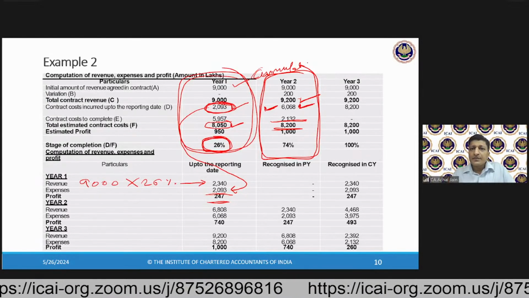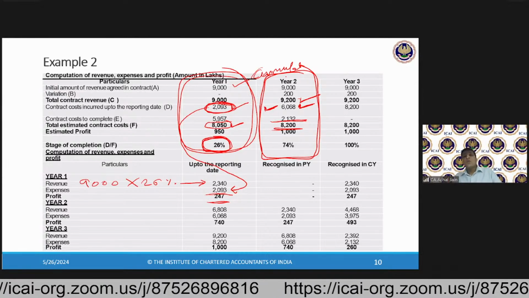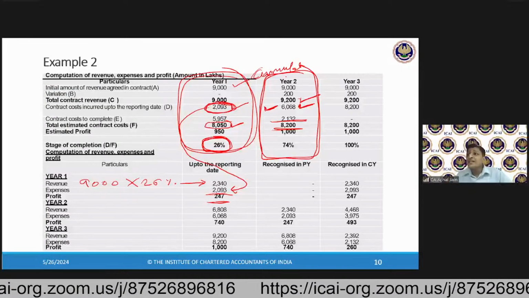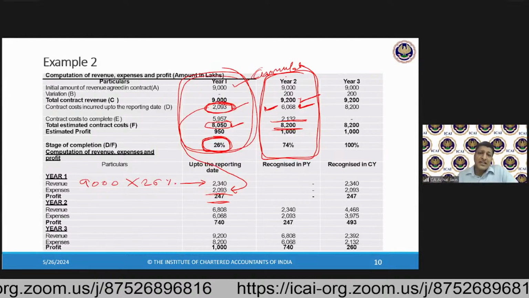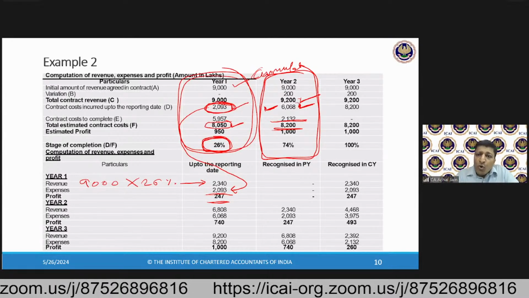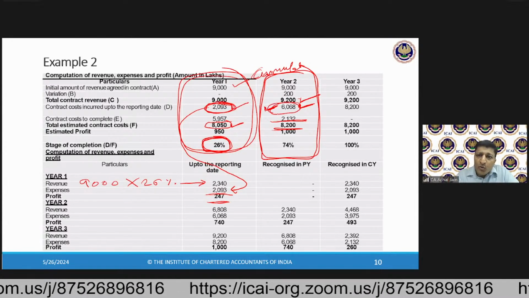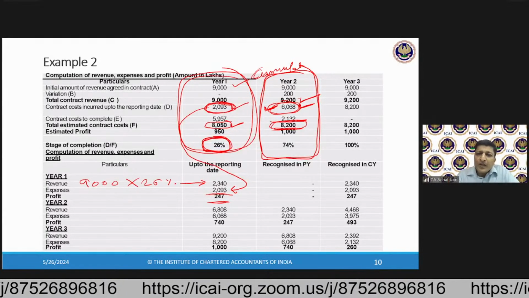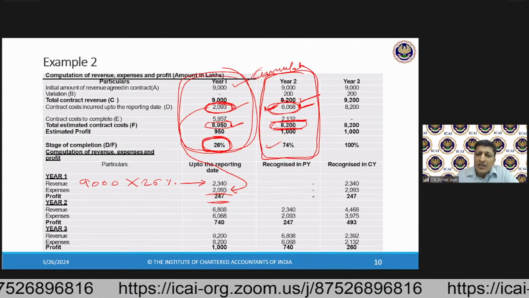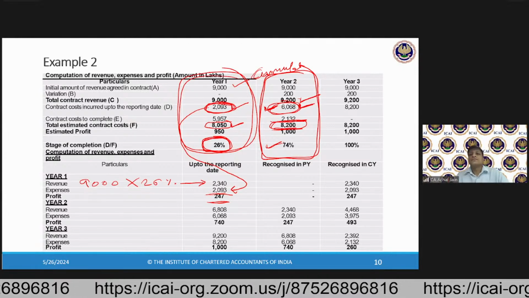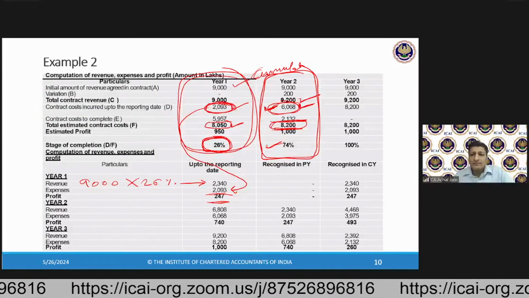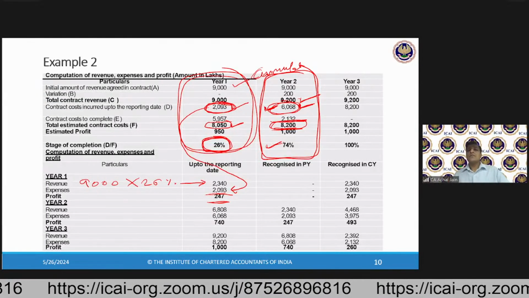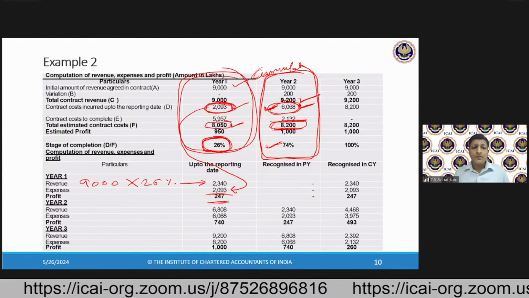Sorry, this is cumulative. Okay. So now what is the percentage completion in year two? Once again, the same methodology: cost incurred up to year two divided by actual estimated cost. So what will be the percentage of completion? 74%. Okay. So now let's try to put down the numbers.